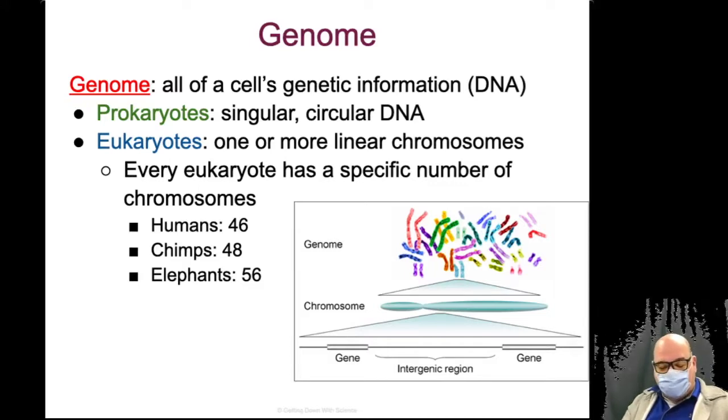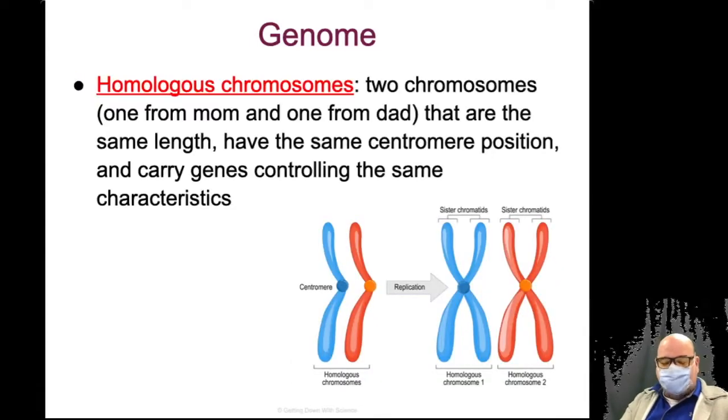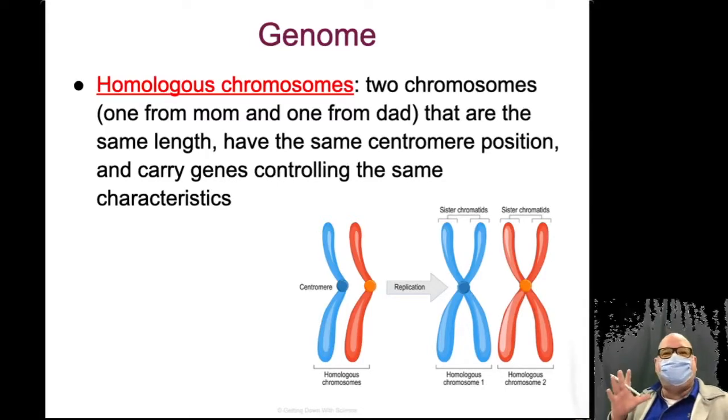Prokaryotes have a loop. Eukaryotes have linear, okay? So we'll go ahead and move on. All right, a little bit more about this. Homologous, okay? Homologous means the same, okay?